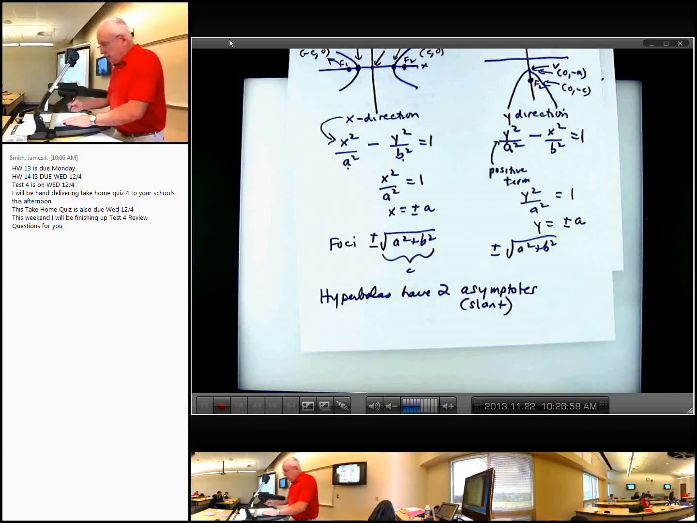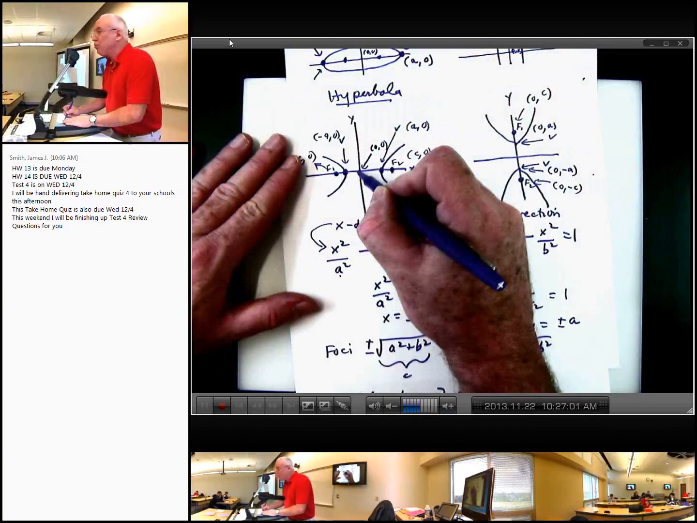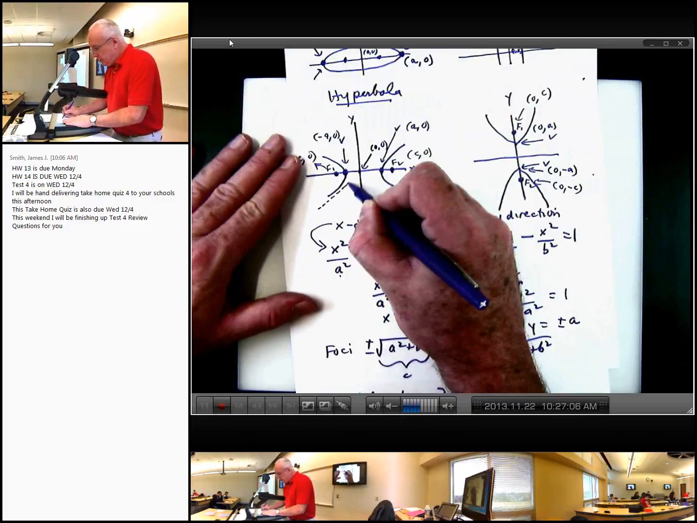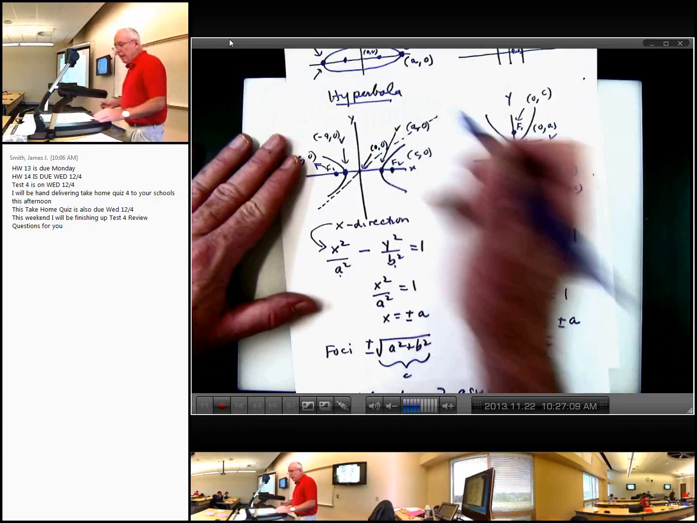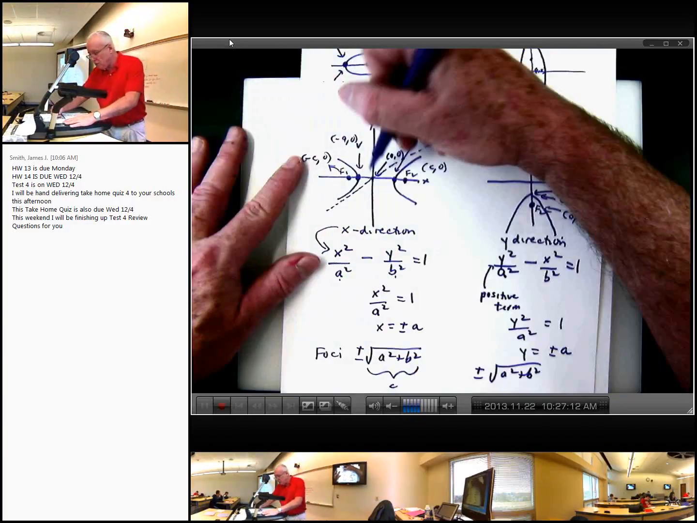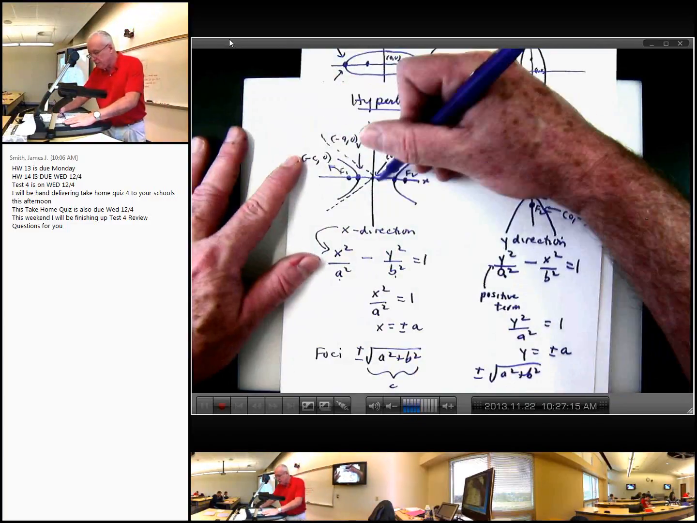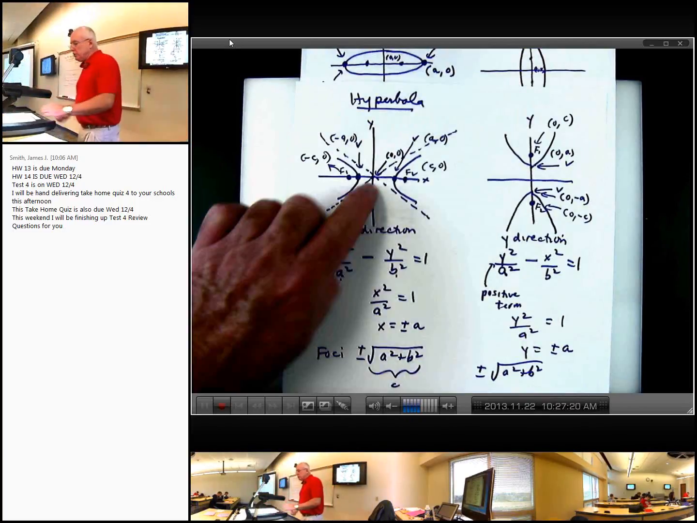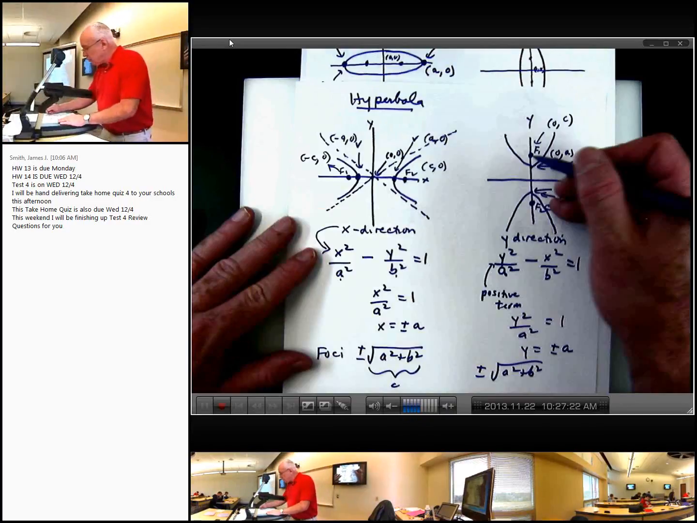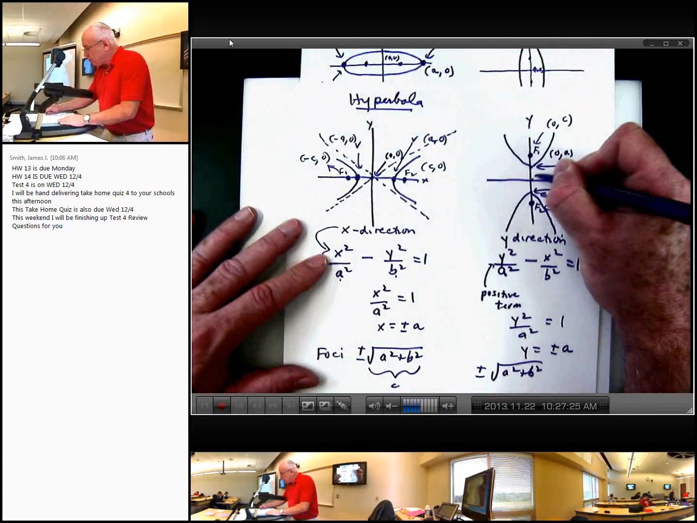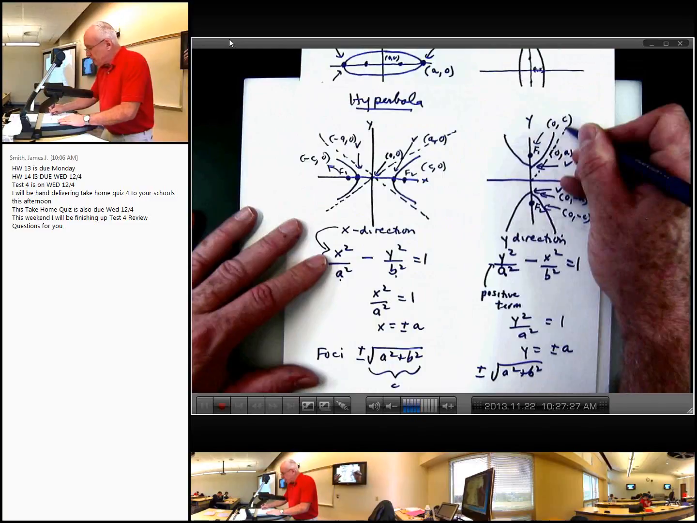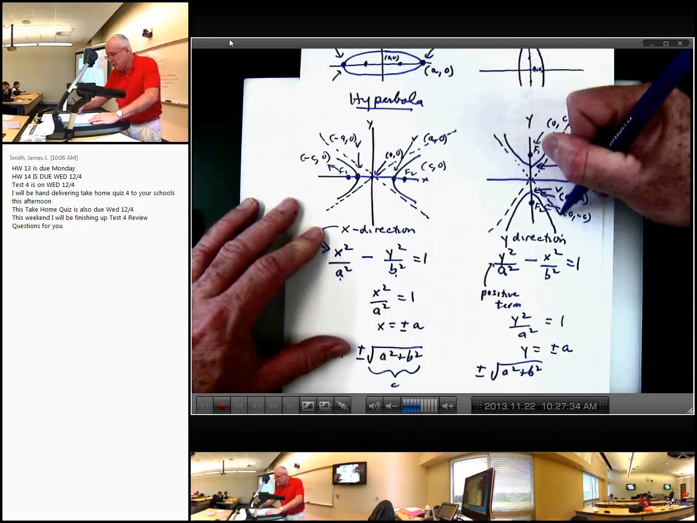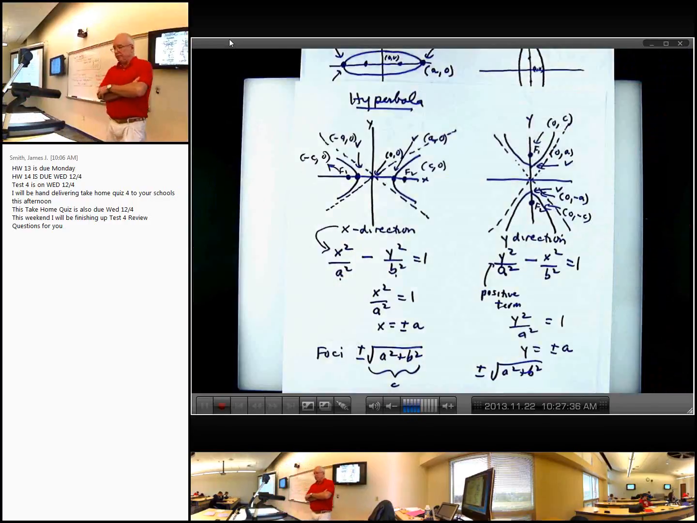So if we look here, it goes through the center. It would go something like this. That would be one asymptote, and then we'd have a matching one in the other direction like this. So we'd have two asymptotes like that. They both meet at the center. For the one that's oriented in the y direction, again, they go through the center. We have one that goes up like this, and a matching one that goes in the other direction like this, and they meet at the center.